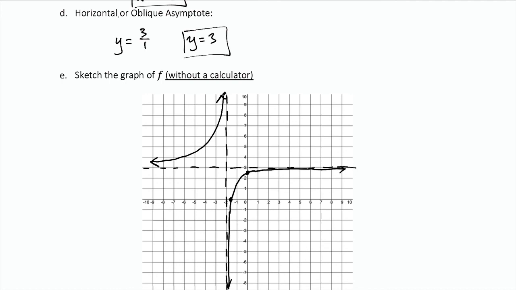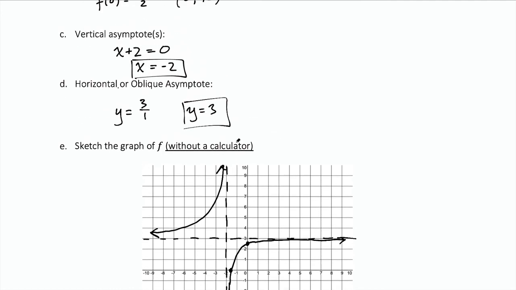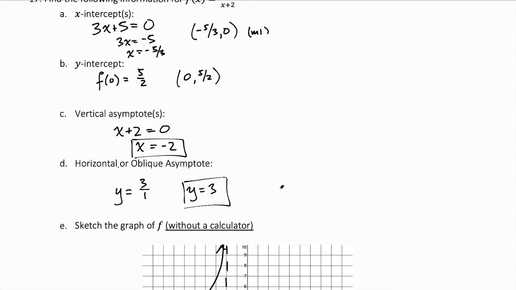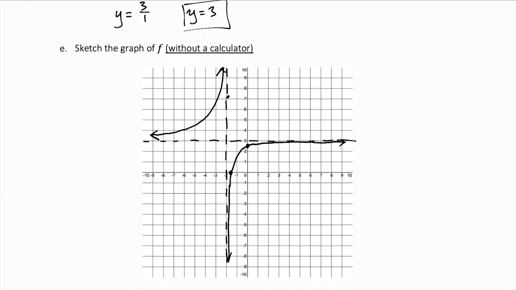Okay, and we would also know that from this negative 2, which that 0 of the denominator had a multiplicity of 1, which means that the behavior on the left and right of this asymptote are different. So there's the sketch of our function.